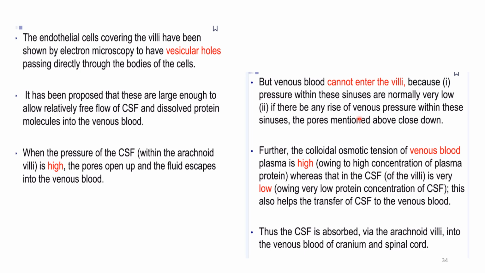So 3 points. Thus the CSF is absorbed via the arachnoid villi into the venous blood of the cranium and spinal cord.